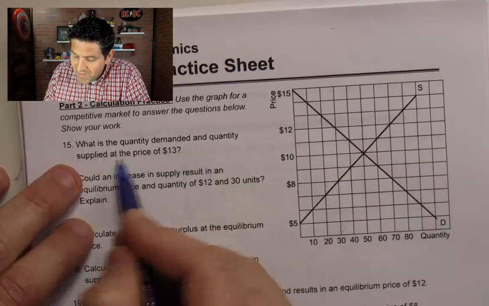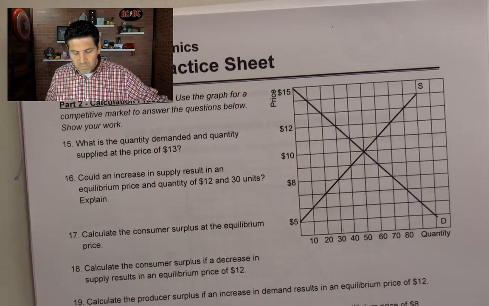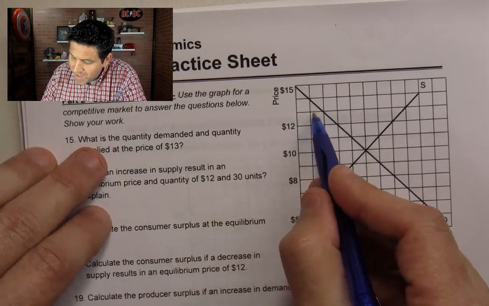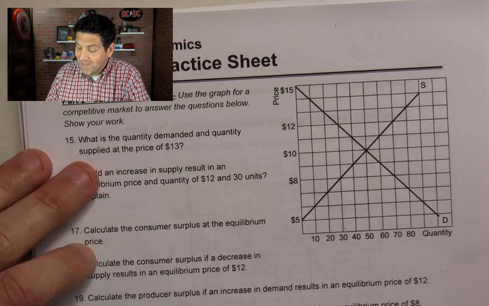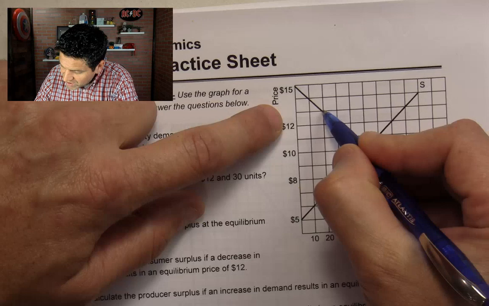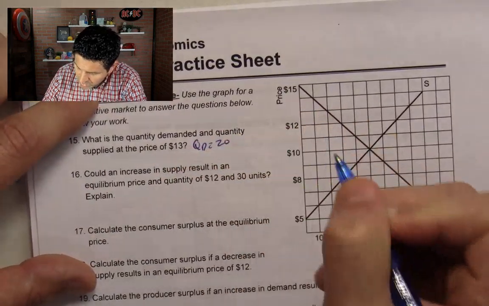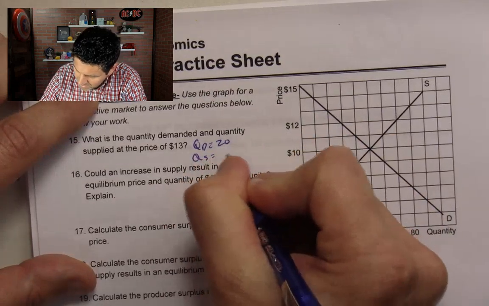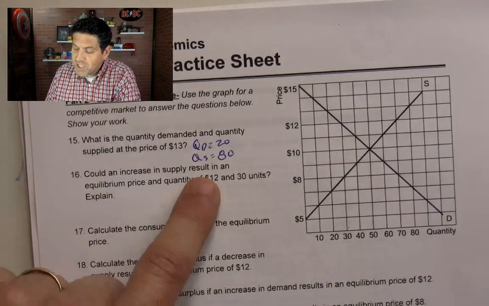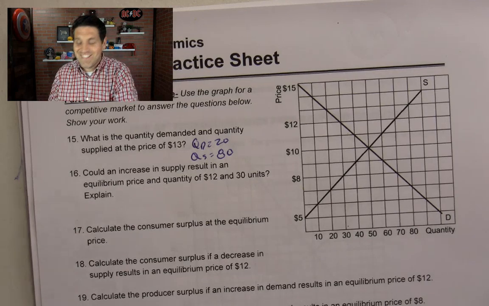What is the quantity demanded and the quantity supplied at price 13? Let me pull this up. Okay, at price 13, which is right here, notice that we obviously are not at equilibrium. We're at disequilibrium. Your test could start off with something this easy. So at 13, the quantity demanded equals 20, and the quantity supplied equals 80. This doesn't require you to show any work. There's no work to show on this one. I just wanted to start off with an easy question to make you feel good about yourself. Okay, I got this stuff before the hard stuff starts.